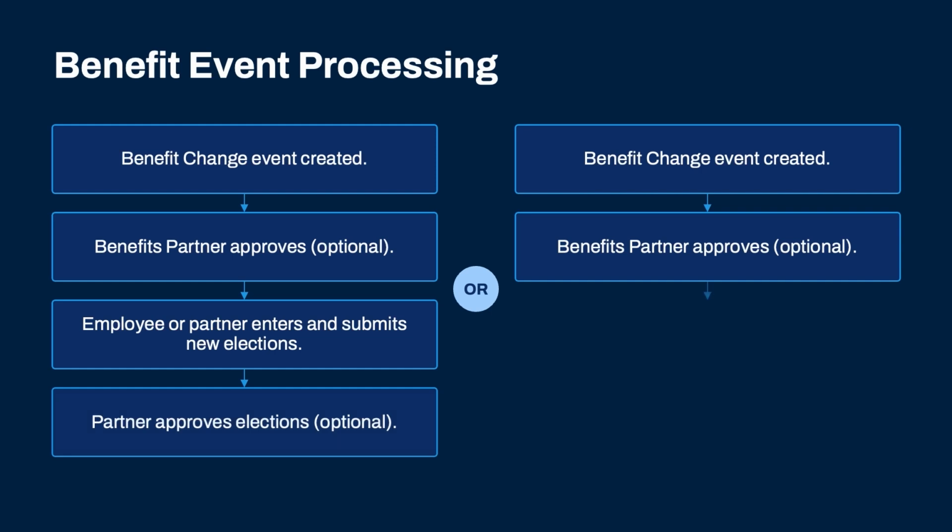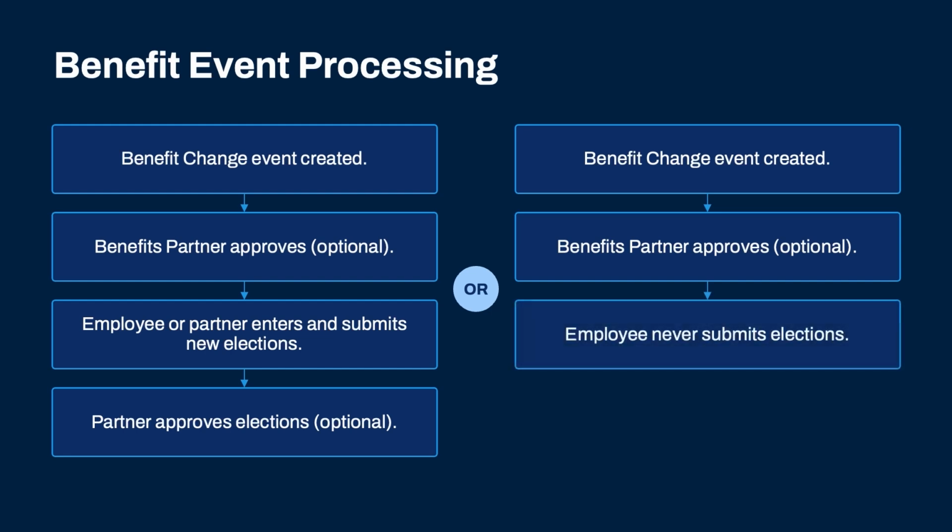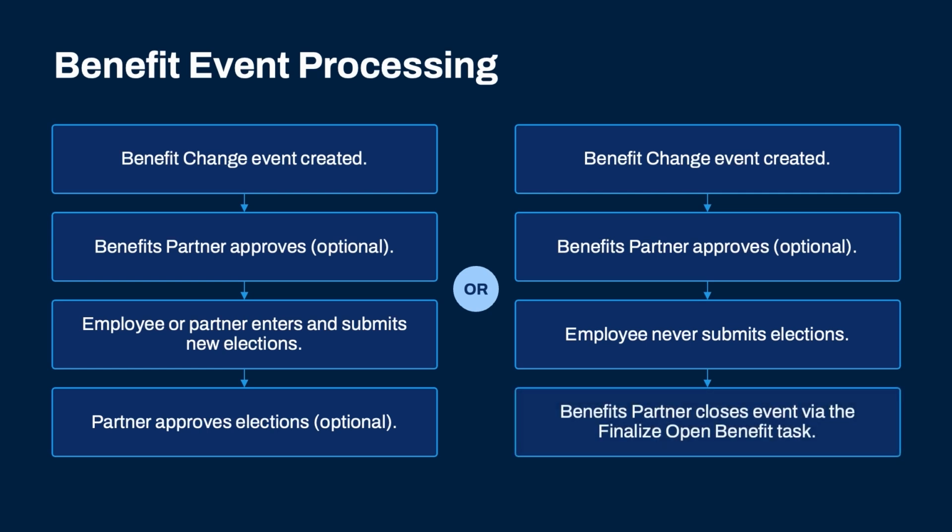But what happens if the employee initiates the change benefit event process but never actually submits their elections? In this case, the event remains open and the election changes don't go into effect. The benefits partner closes the event using the Finalize Open Benefit Event task in Workday. From the Finalize Open Benefit Event task, you can apply defaults and close the event without any additional election changes. Keep in mind that this functionality depends on your company's benefit policies and system configurations.